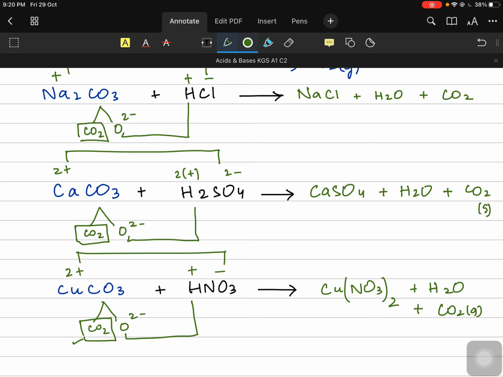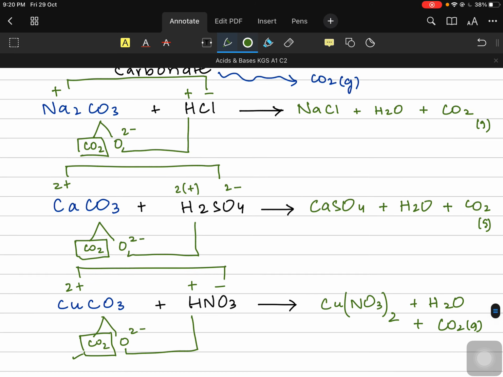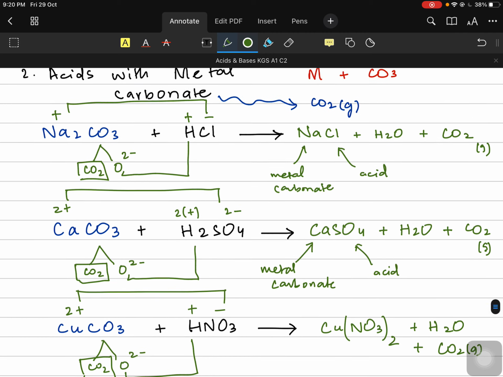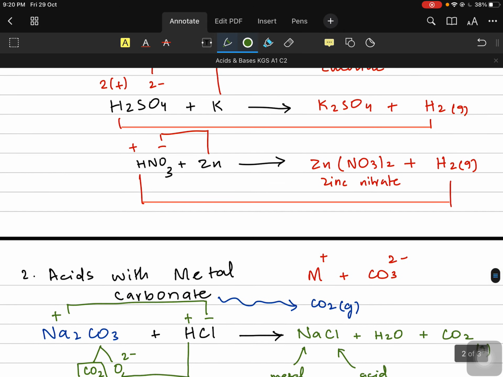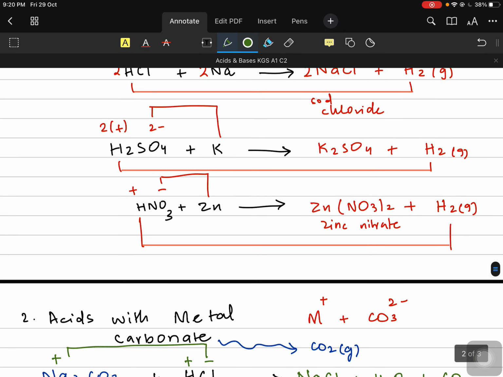It's water, and obviously a salt that depends on the metal carbonate and the acid. So Na was coming from the metal carbonate, and the Cl came from the acid. Similarly, calcium came from the metallic carbonate, and SO4 came from the acid. So a salt is like a product of acid and base combined. So remember this fact over here.